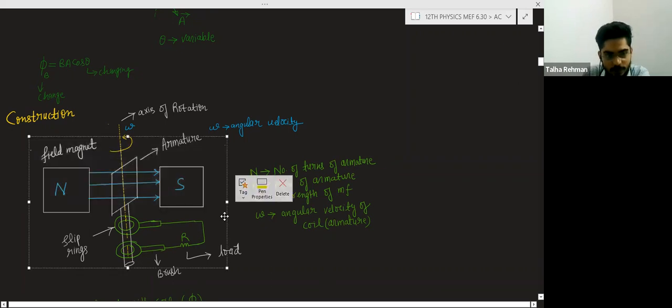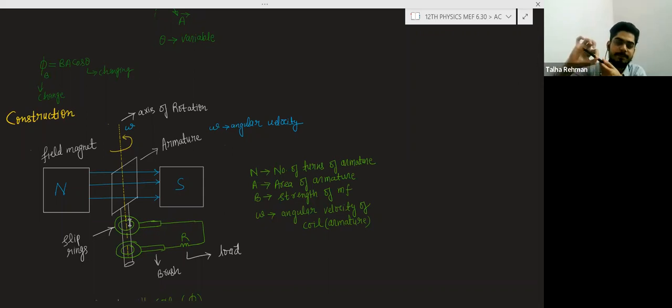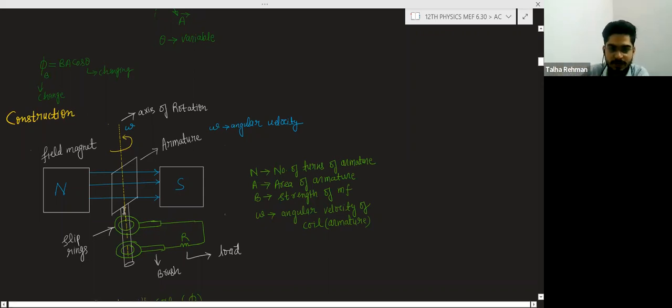Now what is this? These are the slip rings, which means these rings can slip on this rod. And these are the brushes. Due to the rotation of the coil, the current is induced, and through these slip rings and through the brushes the current goes to the load. So basically we are able to get the current from the AC generator.